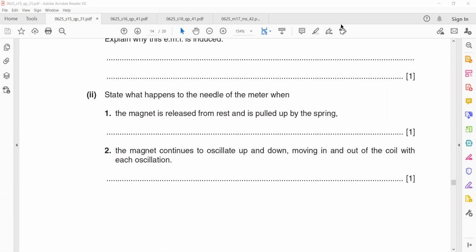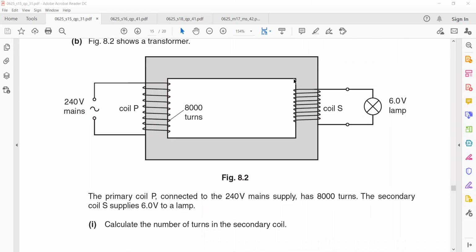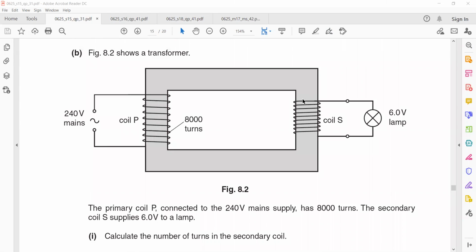So the needle will also deflect right and left. Now this is a question related to a transformer. What's the answer? You already did a lot of similar questions, so I want you to tell the answer. Solve this. Primary, secondary.